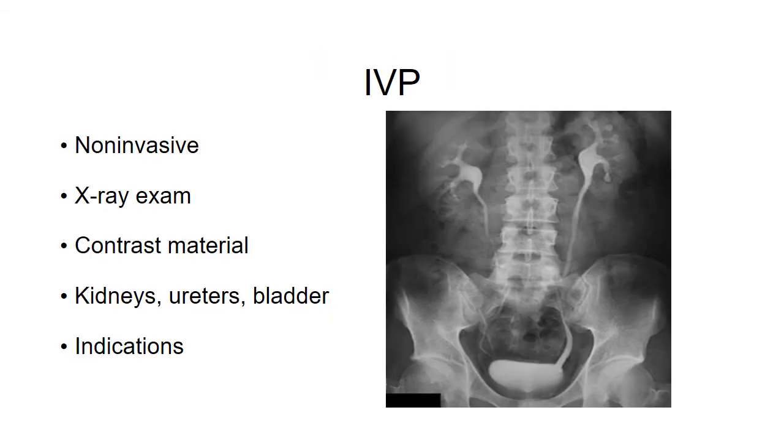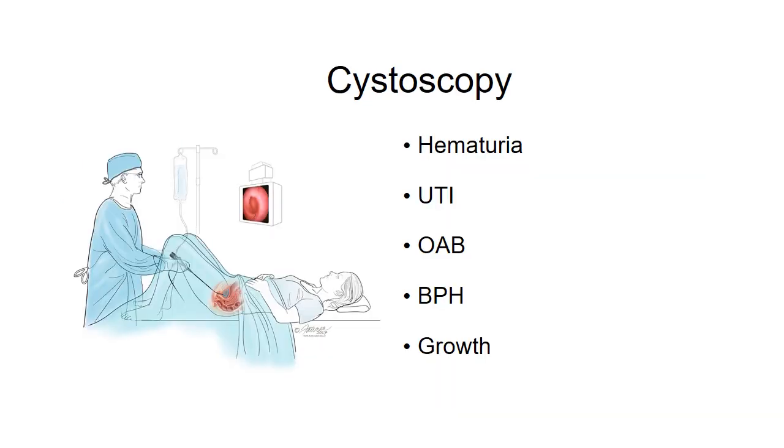This is intravenous pyelogram. It is a radiological procedure used to visualize abnormalities of the urinary system, like in kidneys, ureter and bladder. It uses contrast material to highlight the urinary tract. Indications are renal calculi, enlarged prostate, tumors, scarring, congenital abnormalities, etc.